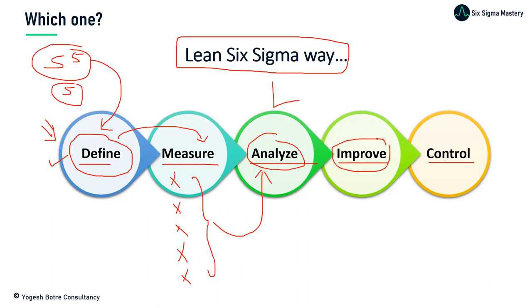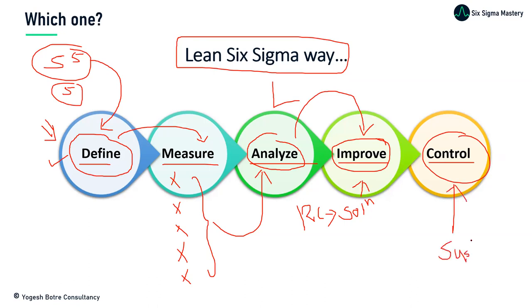Then we go to the improve phase. Once we find the root cause, we go to the improve phase and generate a solution based on the root cause. We implement the solution and verify whether it is working or not. And once it is implemented and verified, then we go to the control phase. Here in the control phase, the main goal or objective is to sustain the result.